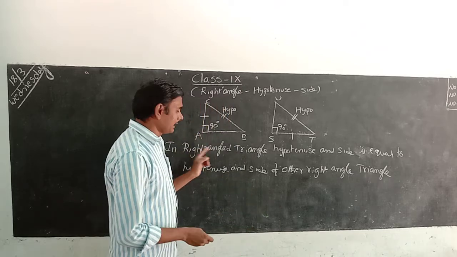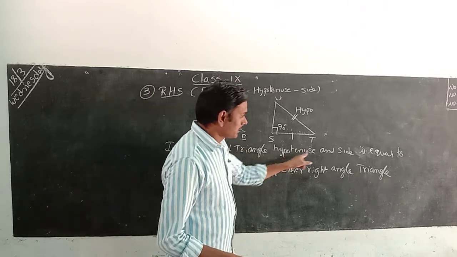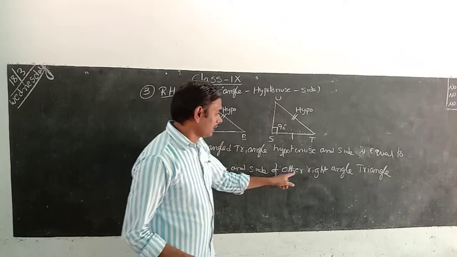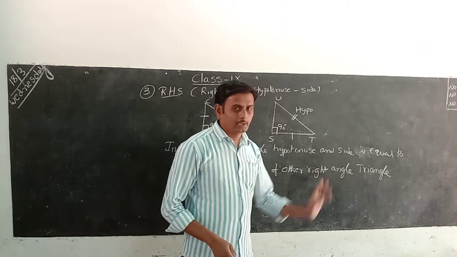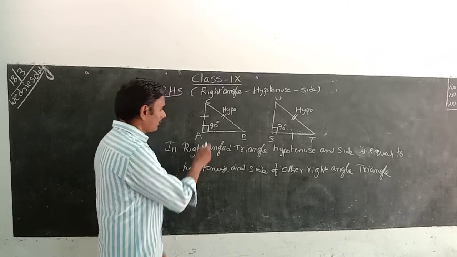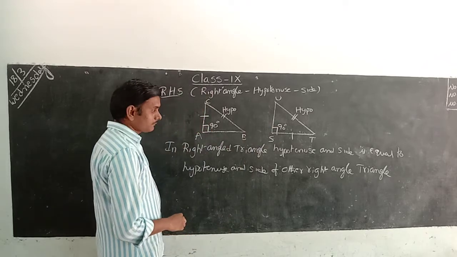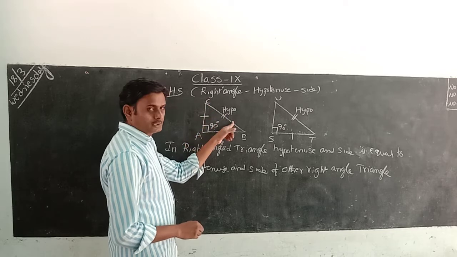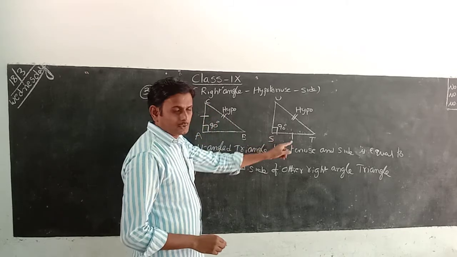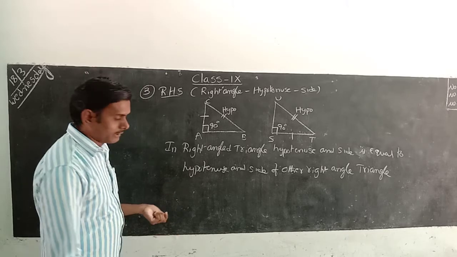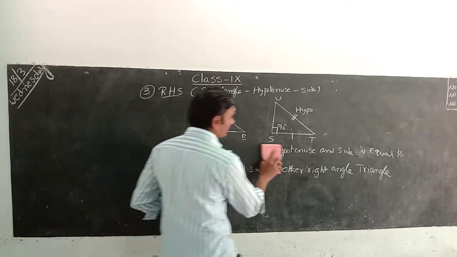That means in a right angle triangle, hypotenuse and side is equal to hypotenuse and side of another right angle triangle. Okay, here the A angle, S angle, both are equal. Hypotenuse equal, this side and this side equal. So this is the RHS rule. Comparison also same only you can write. Okay, how we can write comparison? We will use then.